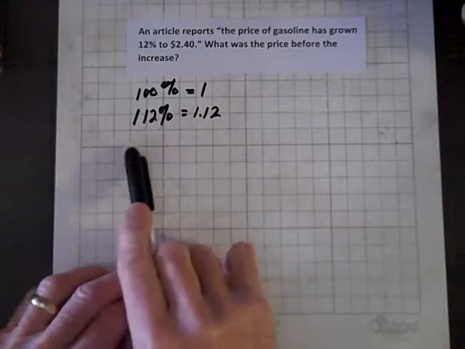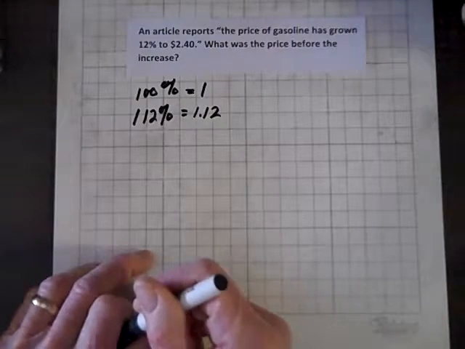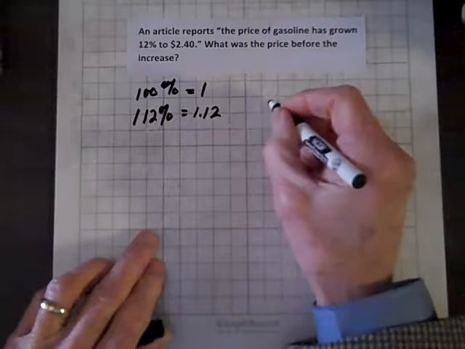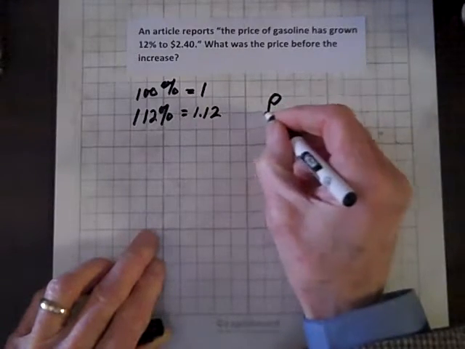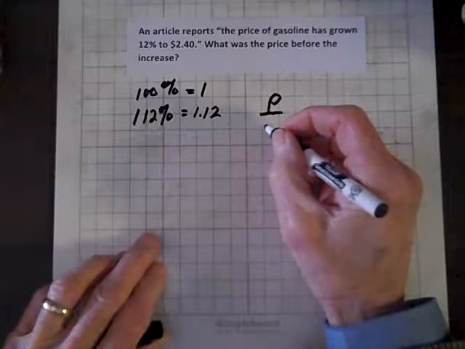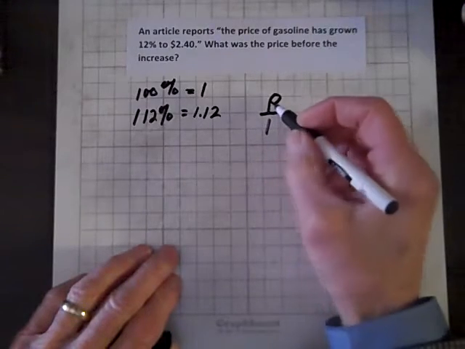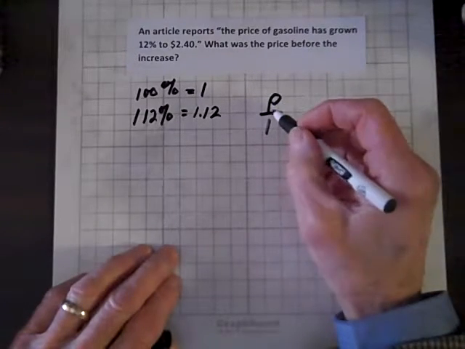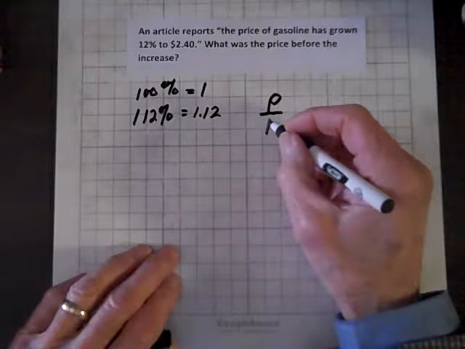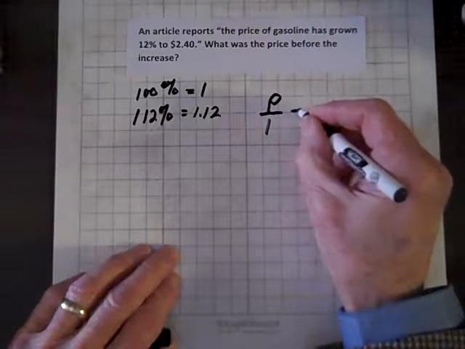We get 112%, which equates in decimal form to 1.12. Now the proportion will be price over percent, or in decimal form, P over 1. So the original price was P, we don't know what it was, and P was 100% of the price at that time.